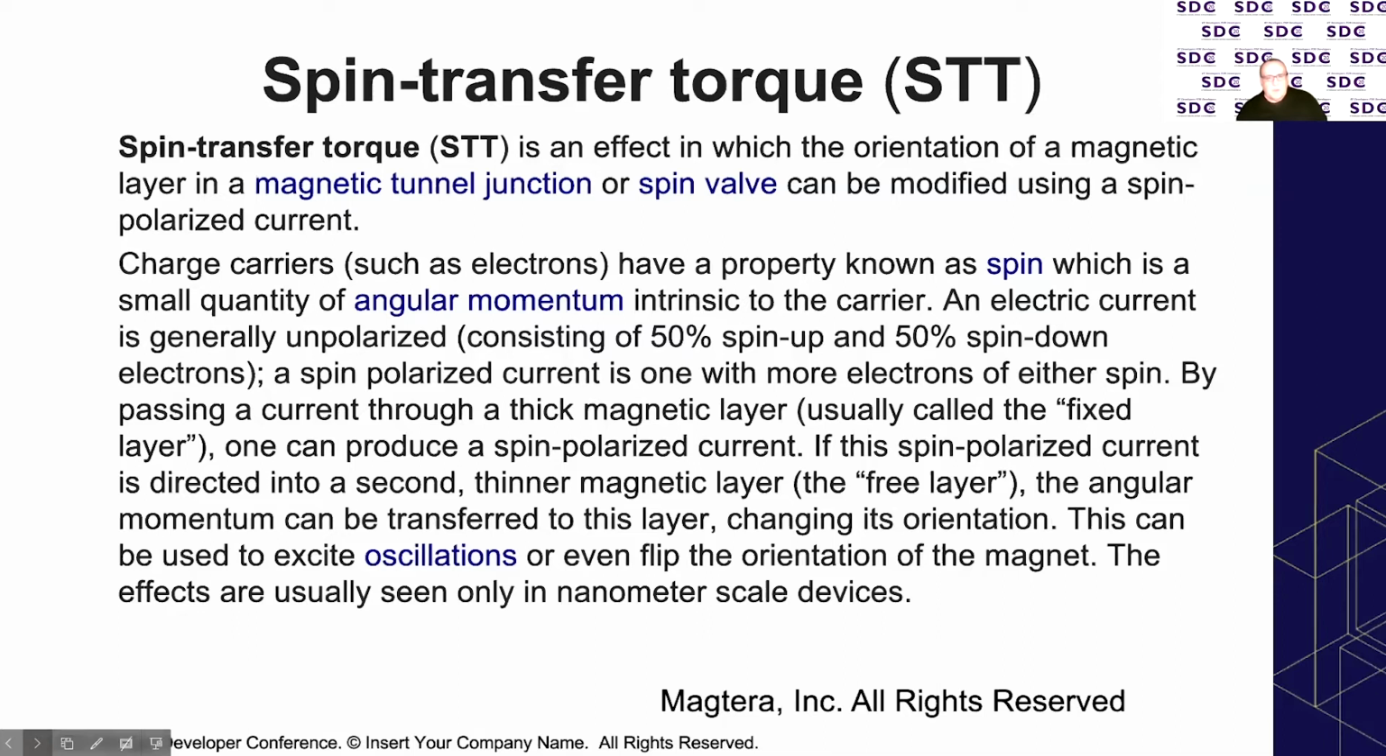In this case, we have a current that has some spin torque, and by sending the regular current through the thick magnetic layer, you can generate spin polarized current, and applying this polarized current to the second thinner magnetic layer, we can transfer angular momentum from the current to the layer, changing its orientation.